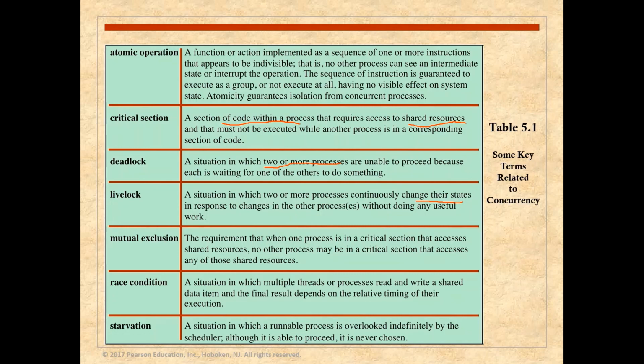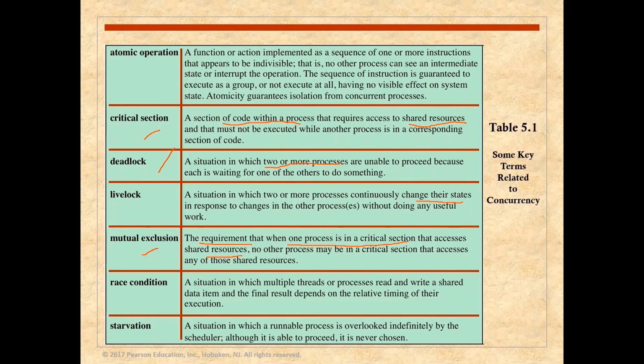So this is important: critical section, deadlock, and now mutual exclusion. Mutual exclusion is related to the critical section. It requires that only one process be in the critical section to access it at one time.